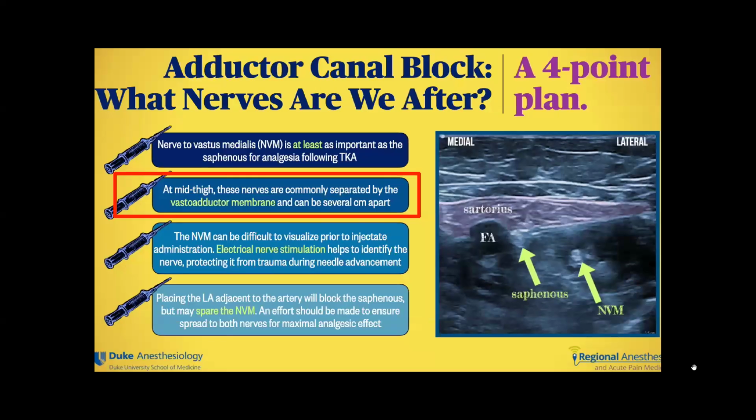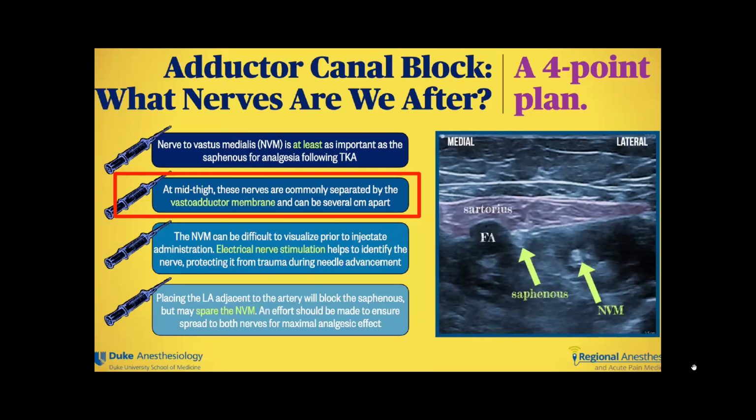All right, so the nerve to the vastus is at least as important as the saphenous. At mid-thigh, these nerves are commonly separated by the vasto-adductor membrane and can be several centimeters apart. The nerve to the vastus medialis can be difficult to visualize, and electrical nerve stimulation helps identify it. Placing local next to the artery will block the saphenous, but may spare the nerve to the vastus medialis.